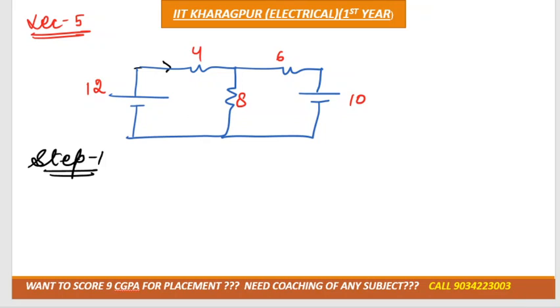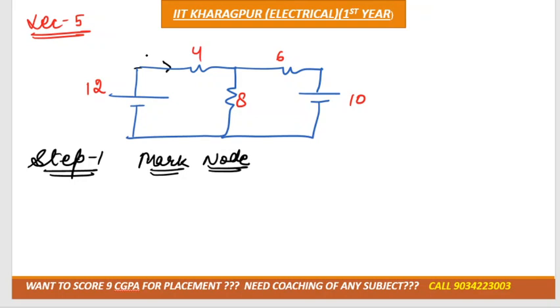Mesh analysis is KVL, nodal analysis is KCL. If they mention that you have to do it by KVL or KCL, then you must. If they don't mention it, then it's your choice. You can do it by any method.